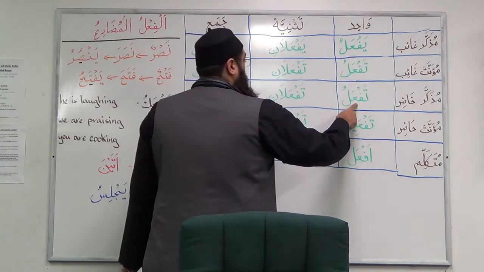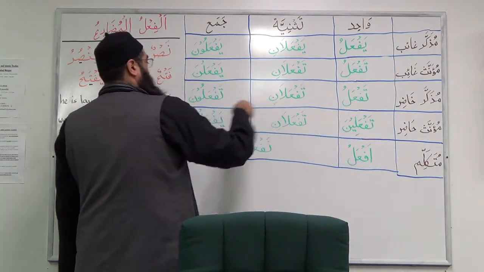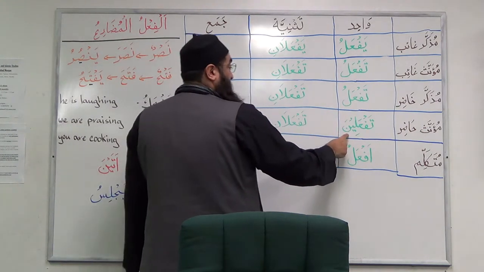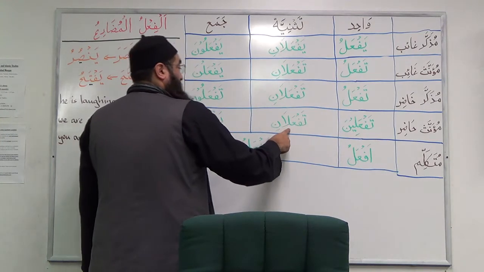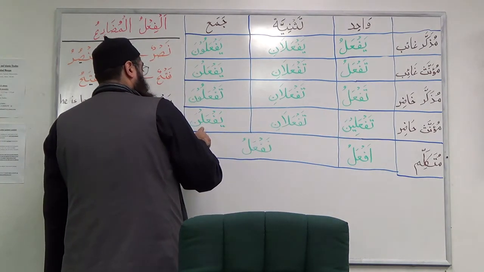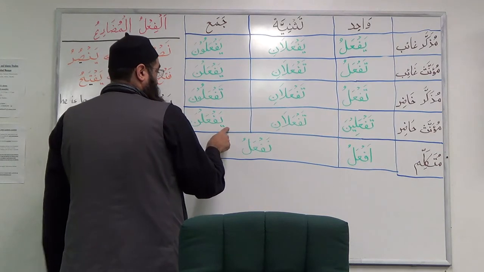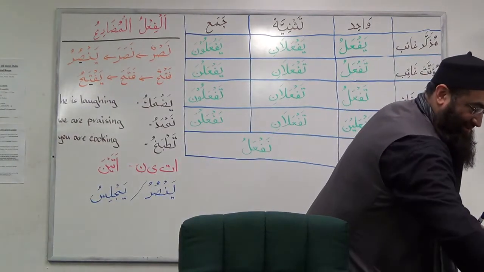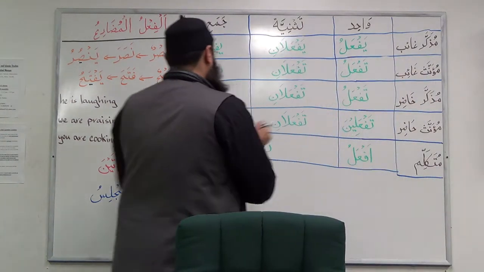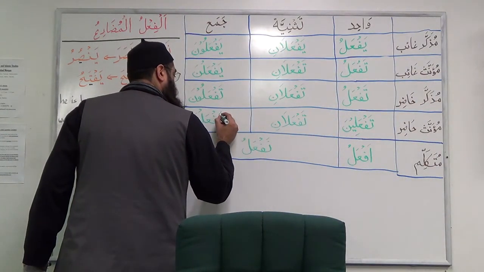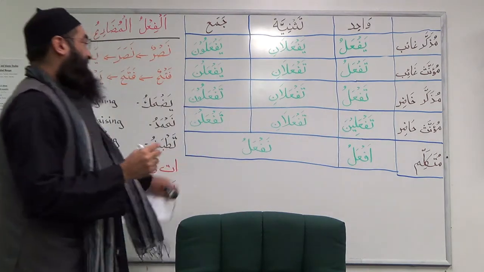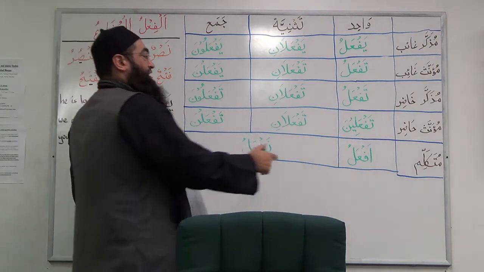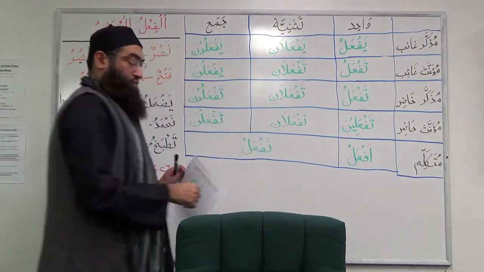Taf'alu, you one man are doing. Taf'alani, you two men are doing. Taf'aluna, all you men are doing. Taf'alina, you one lady is doing. Taf'alani, you two ladies are doing. And taf'alna, all you ladies are doing. Af'alu, I am doing. Naf'alu, we are all doing.